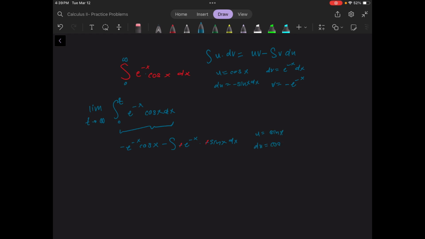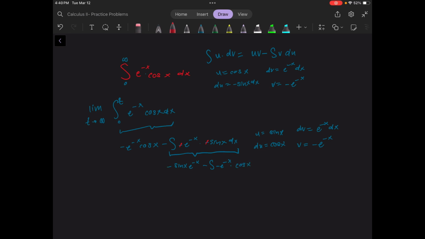Derivative of sine is cosine x. dv is going to be that e to the negative x dx. There's no more negative because we cancelled the negatives. v is again negative e to the negative x. So this integral right here turns into, again, uv, sine x times negative e to the negative x, minus the integral of v du. What was v? Negative e to the negative x times cosine x.